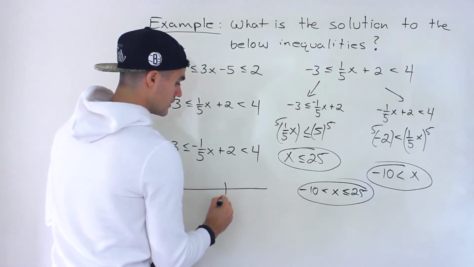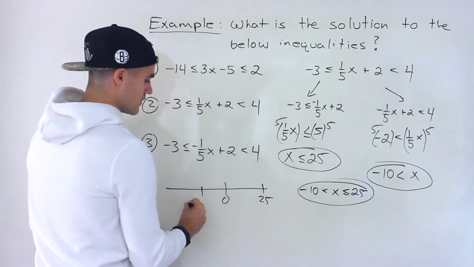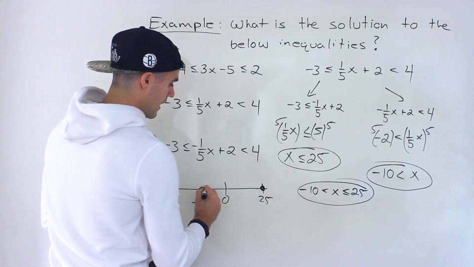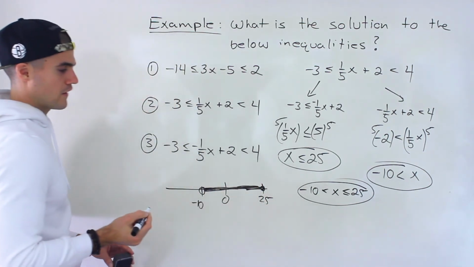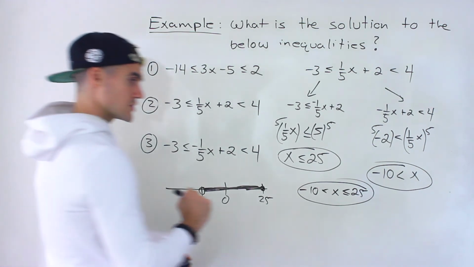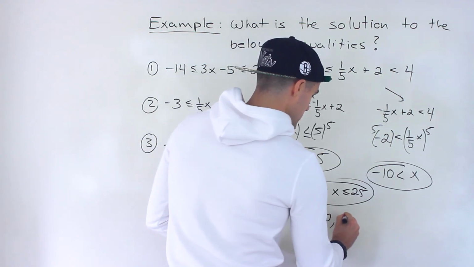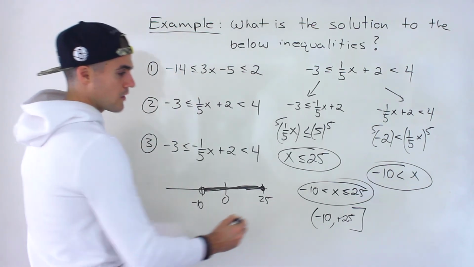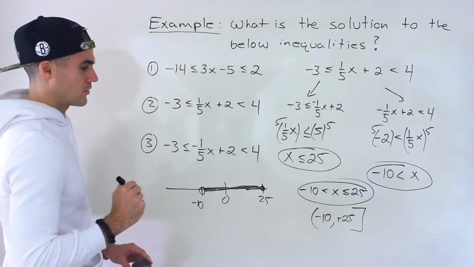On a number line, 25, negative 10, not inclusive of that, inclusive of that. So it would be all the values right there. And then in interval notation, we would say from negative 10 to positive 25, inclusive of the positive 25. So that's a square bracket. It's not inclusive of the negative 10, so that is a circle bracket.